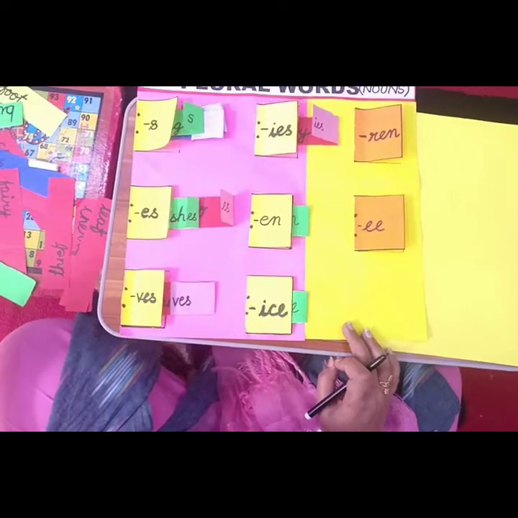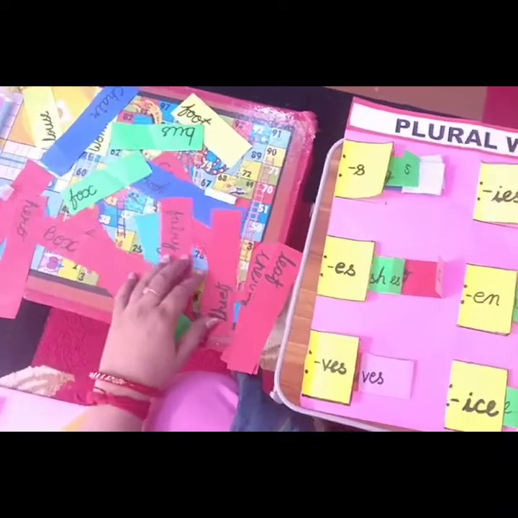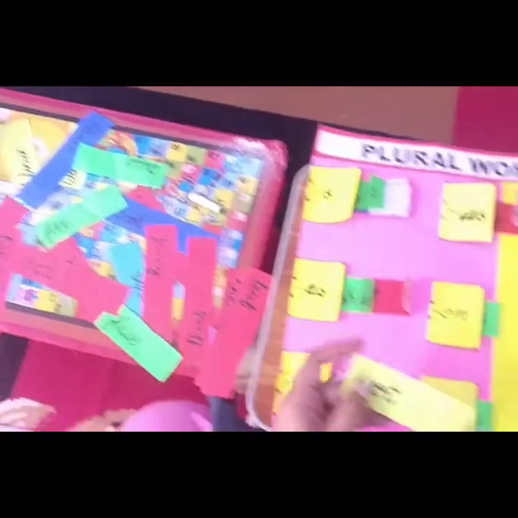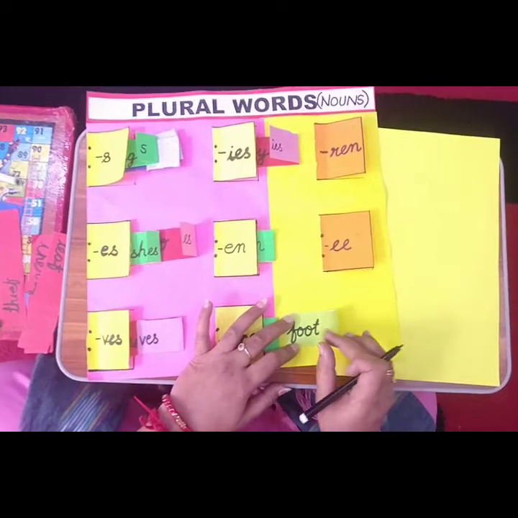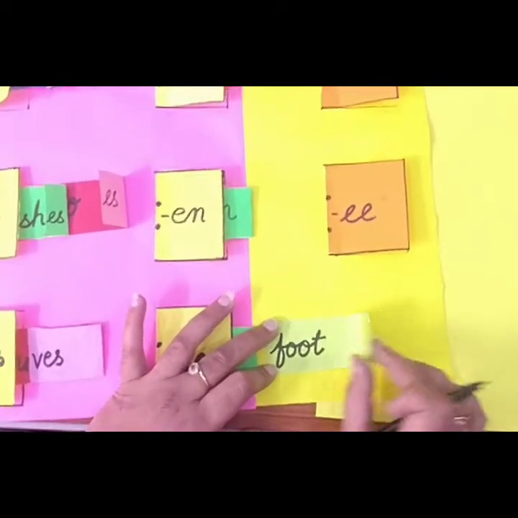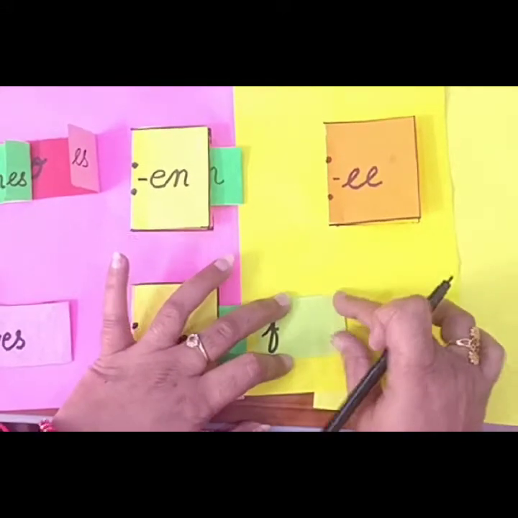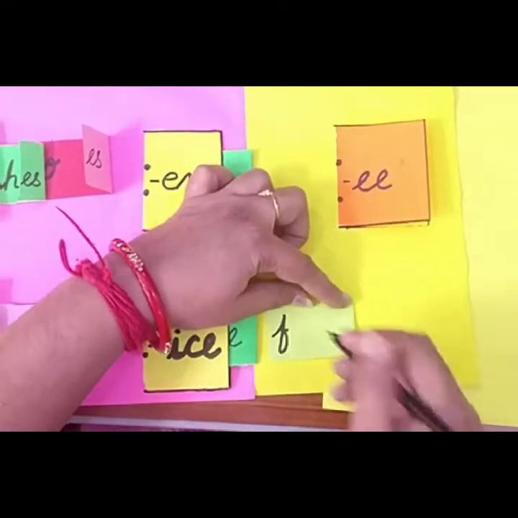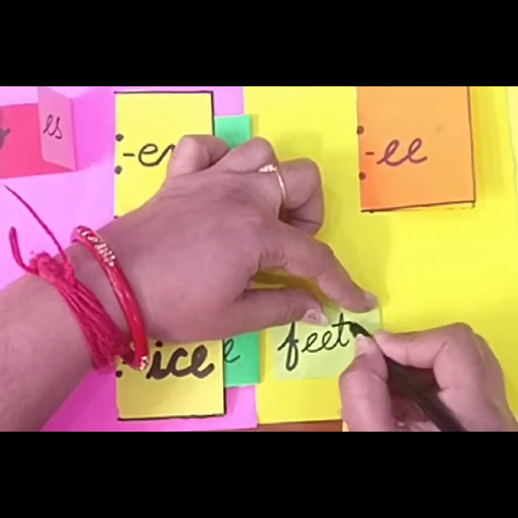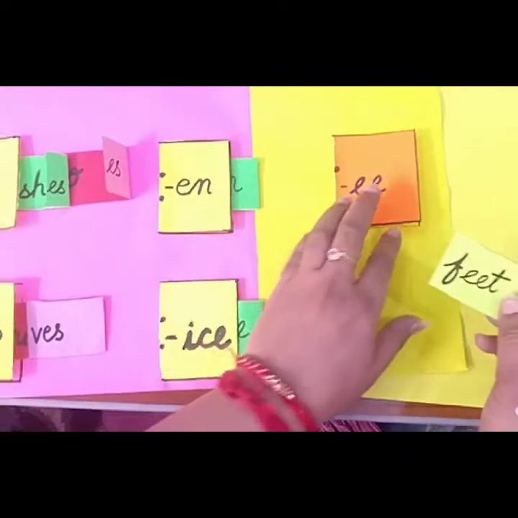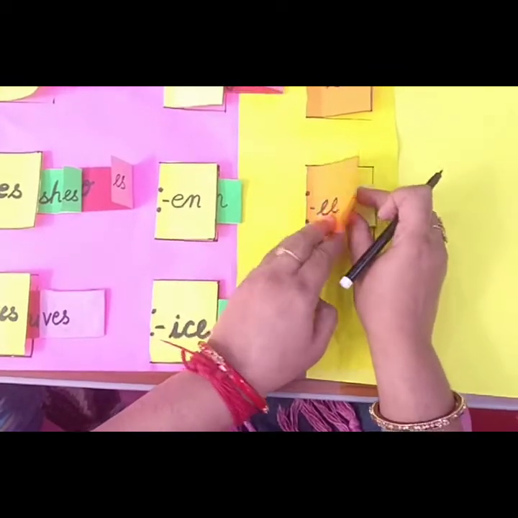Then let's take another word. Suppose I have the word foot. Again, double O is here. So foot will become feet. The plural of foot is feet. So again I'll fold the chit and I'll write F-E-E-T, feet. And again I'll put it under the book cover here. So I will paste it also.